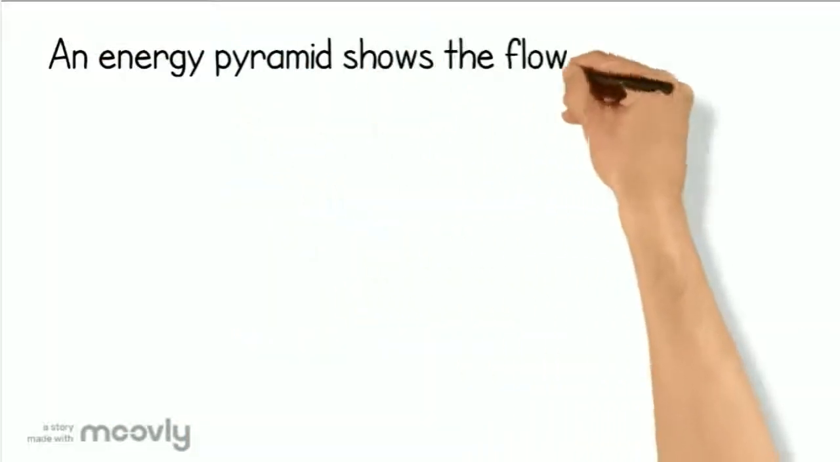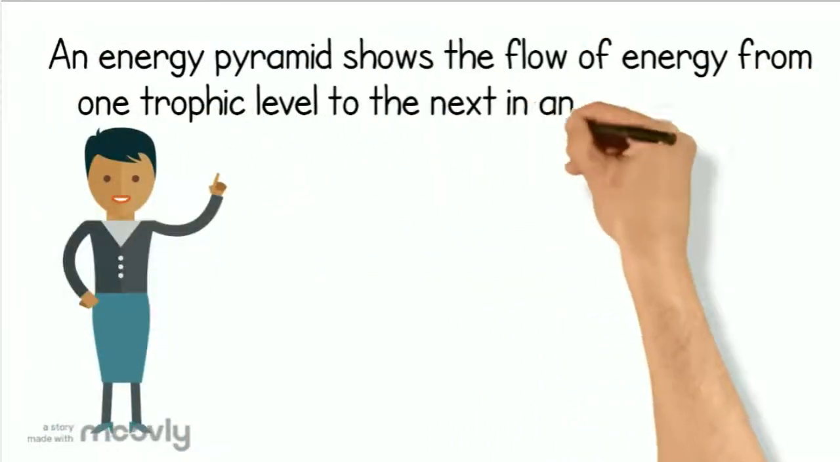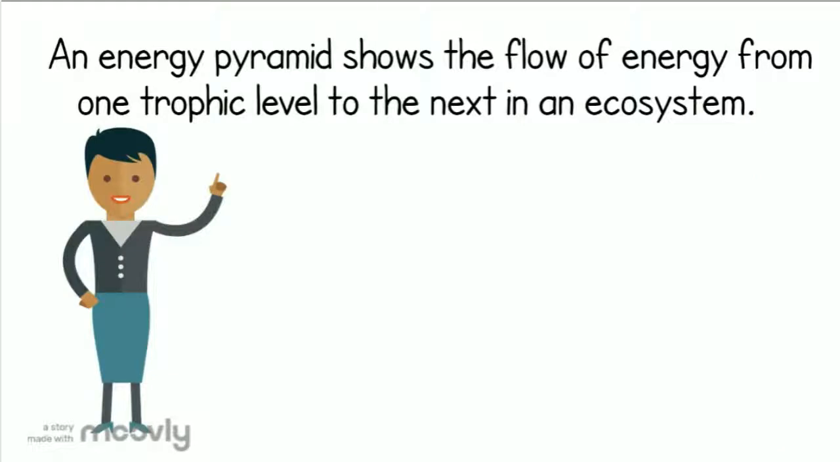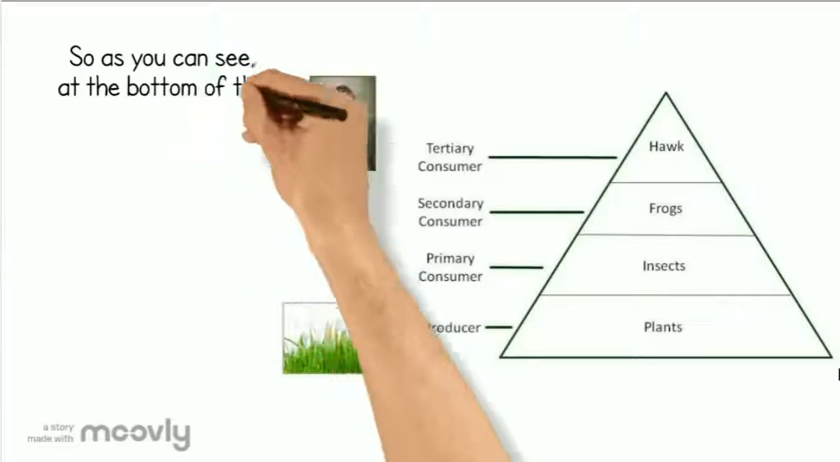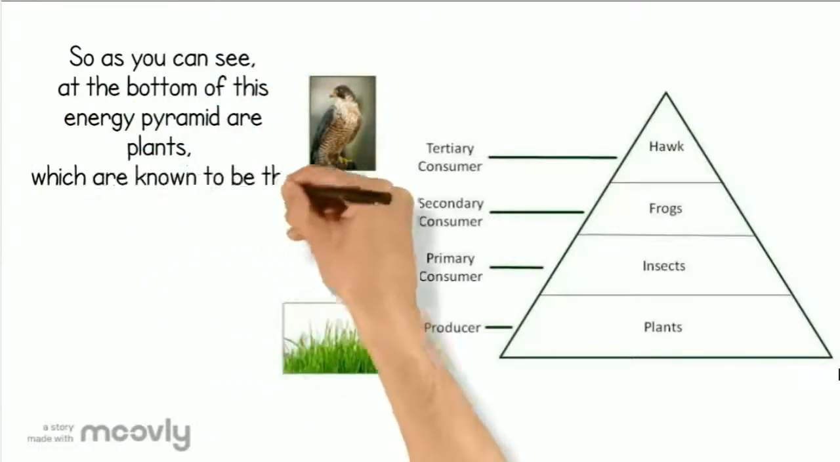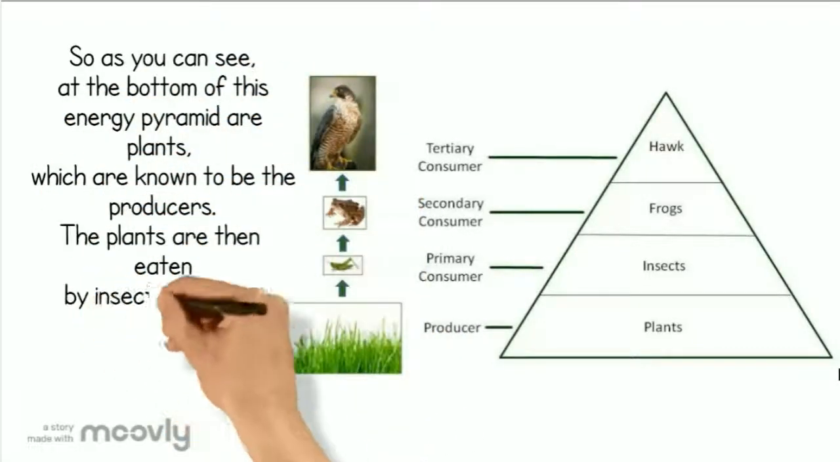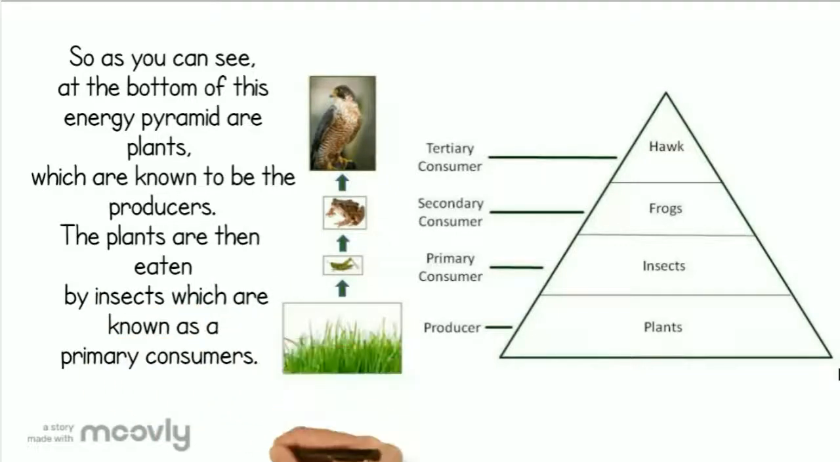An energy pyramid shows the flow of energy from one trophic level to the next in an ecosystem. Let's use this diagram as an example. As you can see, at the bottom of this energy pyramid are plants, which are known to be the producers. The plants are then eaten by insects, which are known as primary consumers.